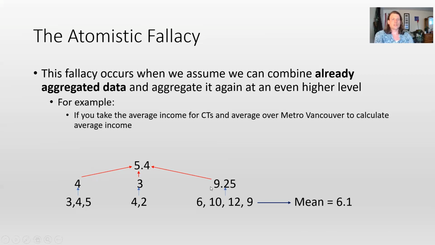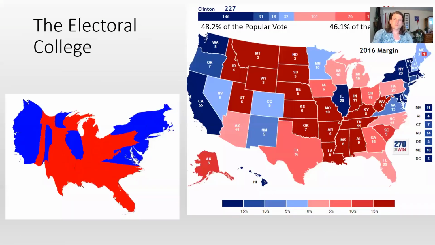But then when you average all of these again, you're not accounting for the differential numbers within each of these groups. So you end up skewing your results. When the actual mean is 6.1, the mean you would get trying to average the aggregated values would be 5.4, which would underrepresent the number.